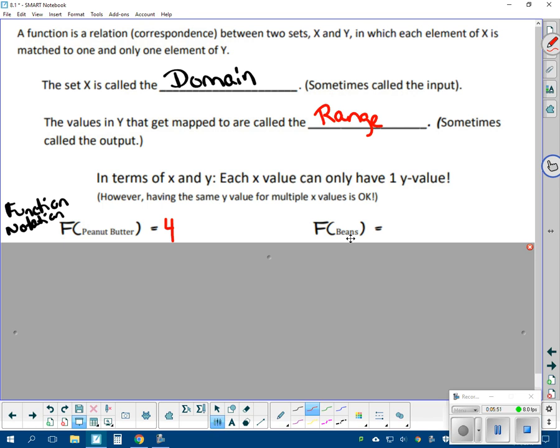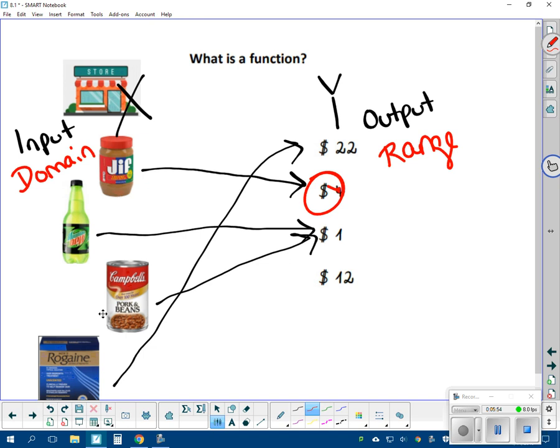Well, then what's F of beans? Beans is my input. What does it map to? How much does it cost? $1.